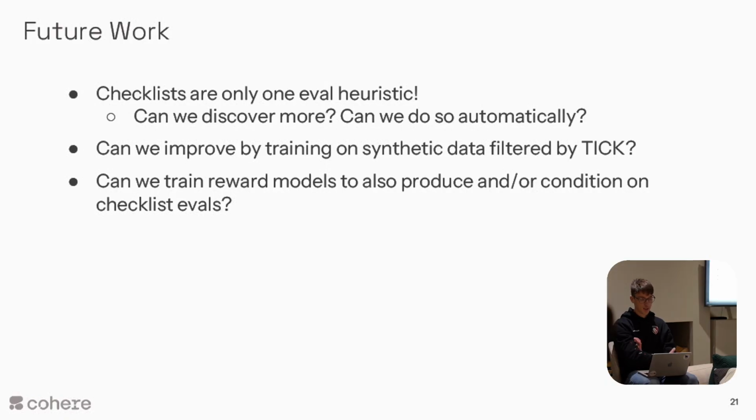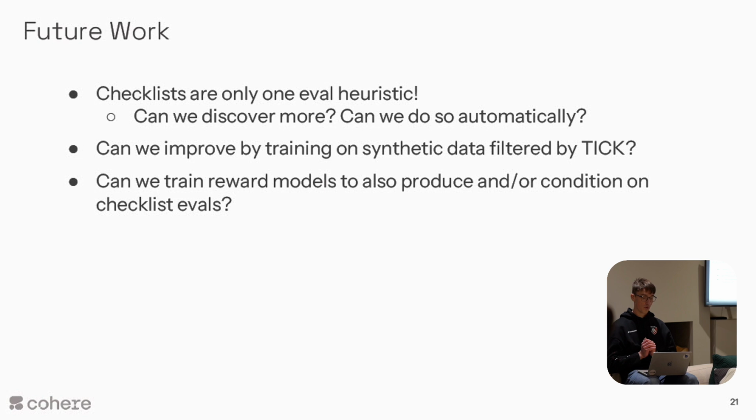And then yeah, just what I think is some exciting future work based on this. Checklists are only one heuristic for evaluation. So again, thinking of this as just a way of structuring the task of automatic evaluation better, there may be many other ways of doing this. Checklist was the first we tried and it worked well, but that indicates to me that there are probably many other ways of doing this we could find. And maybe there's some way of finding these automatically.